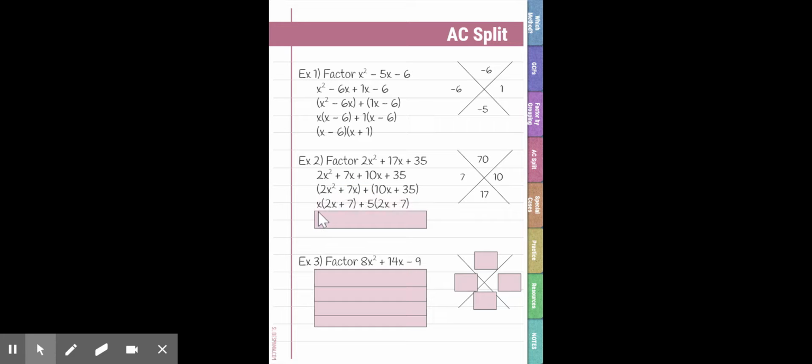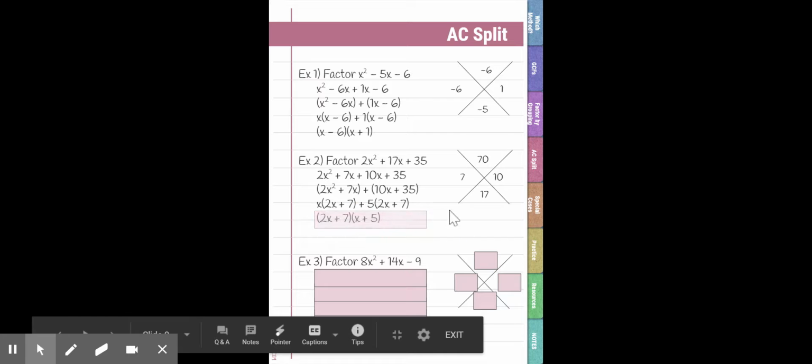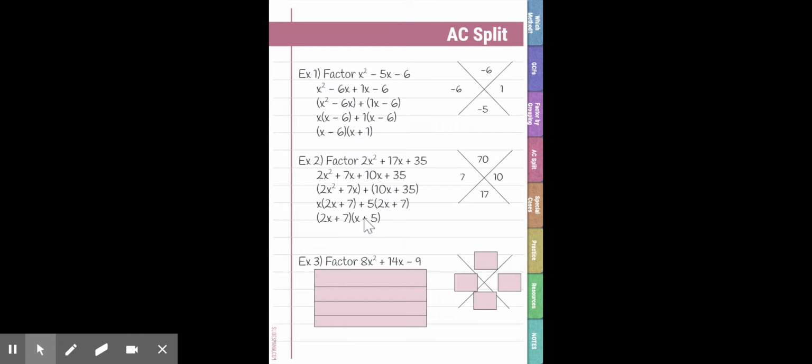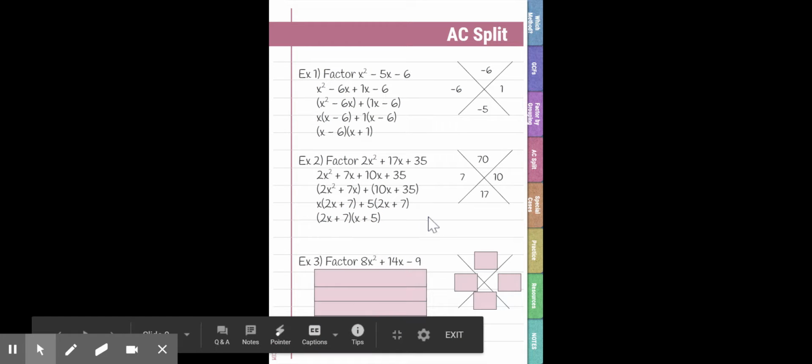So if I take an x out of the first group, I'm left with 2x plus 7. If I divide by 5 in the second group, I'm also left with 2x plus 7. So that's good. If those don't match, I made a mistake. I'm going to pull the 2x plus 7 out front, and I'm going to leave my x plus 5 in my second group.